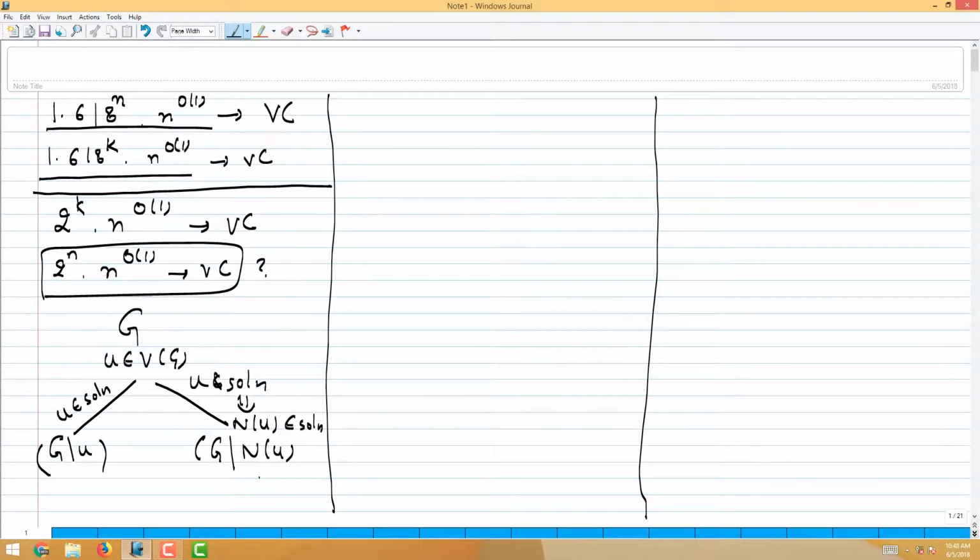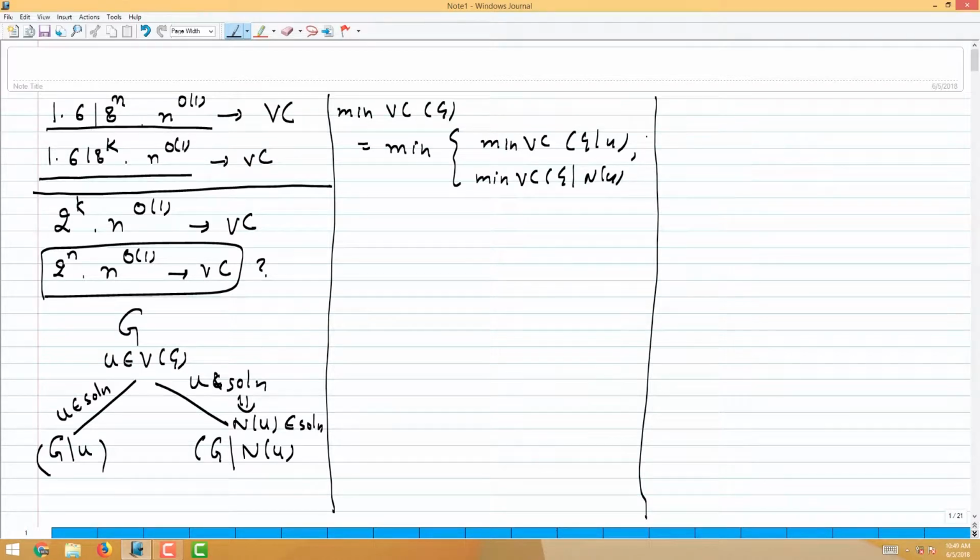So a branching algorithm is a recursive algorithm. So you know that to find a minimum vertex cover of G, it's enough to find a minimum vertex cover of G minus u and G minus N[u], because the minimum vertex cover of G will be the min of the minimum vertex cover of G minus u and the minimum vertex cover of G minus N[u], right? This is what you saw in the branching algorithm that was taught to you.